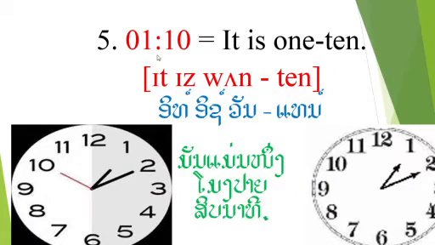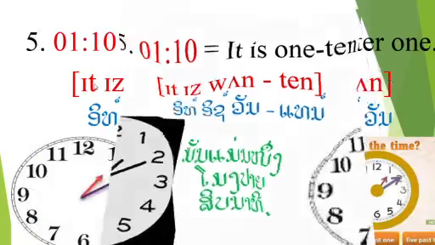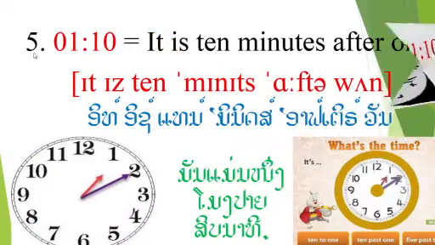In number 5, 1:10 is equal in an English sentence to: It is 1:10. It is 1:10. Continue to the next one, still talking about number 5.